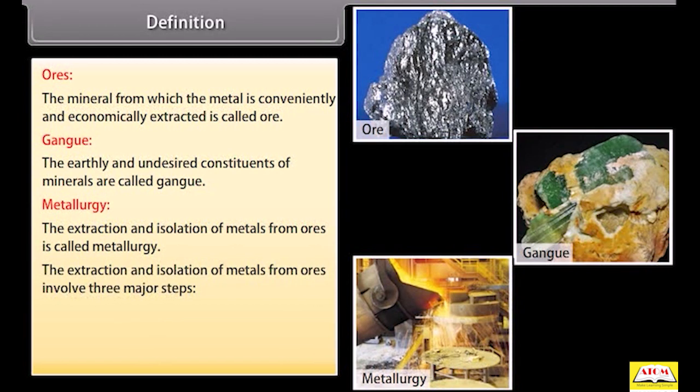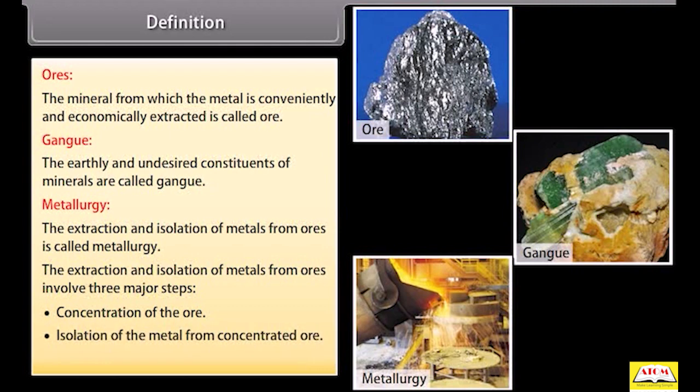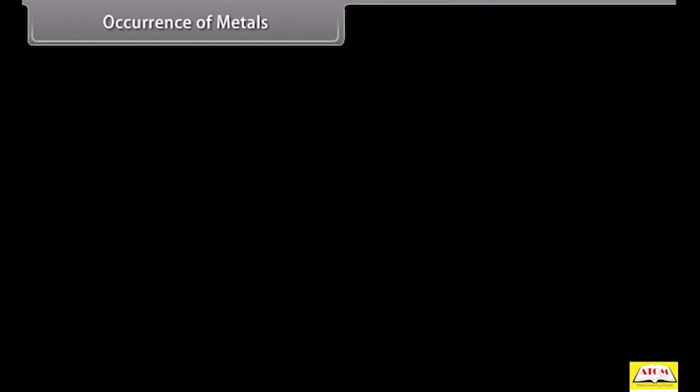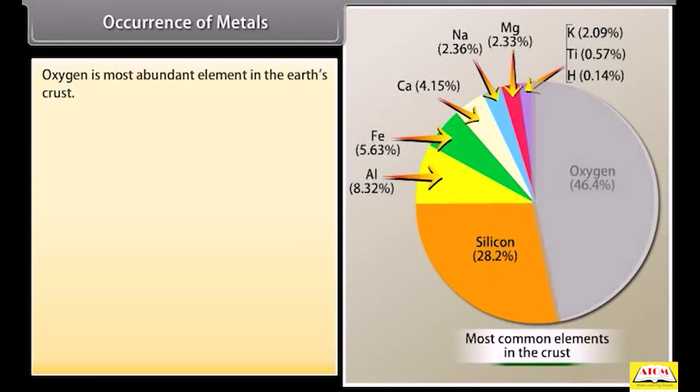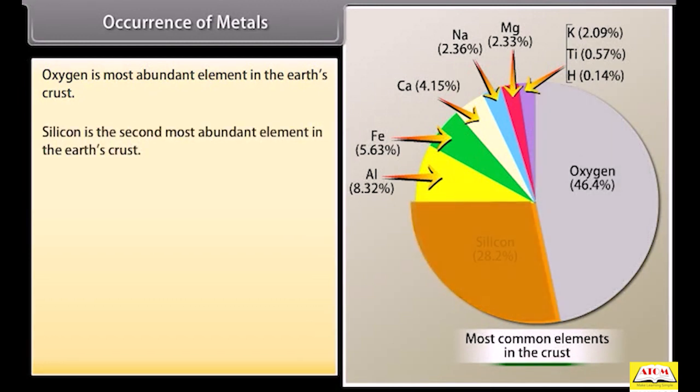The extraction and isolation of metals from ores involves three major steps: concentration of the ore, isolation of the metal from concentrated ore, and purification of the metal. Occurrence of metals. Oxygen is the most abundant element in the Earth's crust. Silicon is the second most abundant element in the Earth's crust.